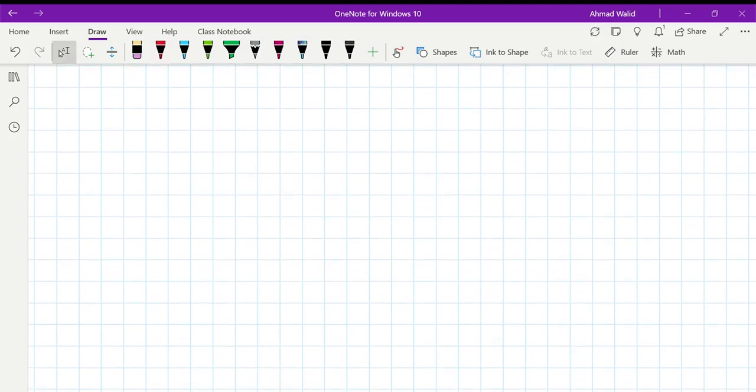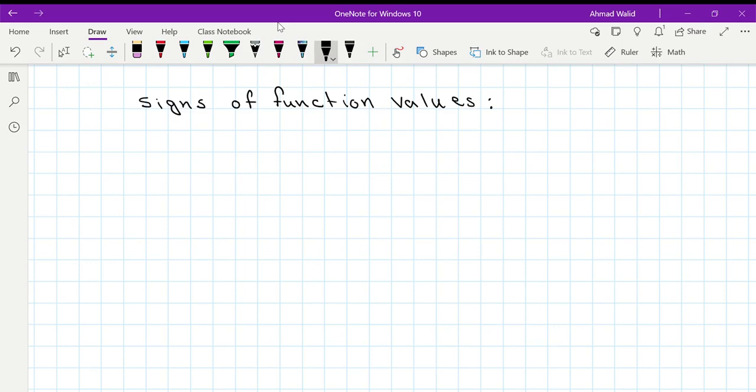Next topic that we will discuss in this section is signs of function values, or in simple language, signs of trig functions.